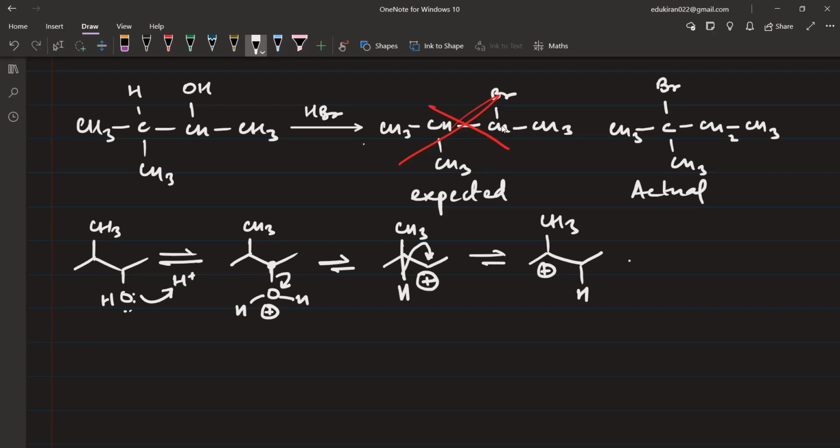And then now the Br negative is going to come and attack this carbon atom, leading to the formation of, obviously, a not reversible product, Br and CH3. Okay, so this is the product that is formed here. Please write this mechanism down. Let me know once you're done.